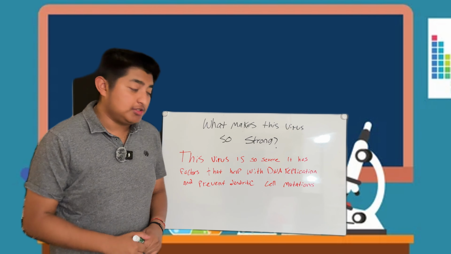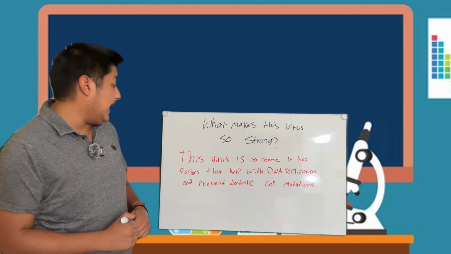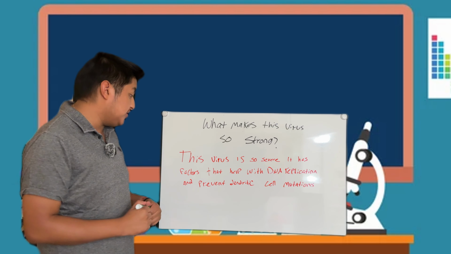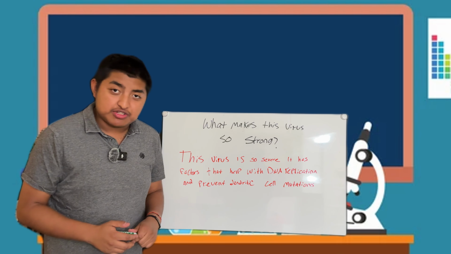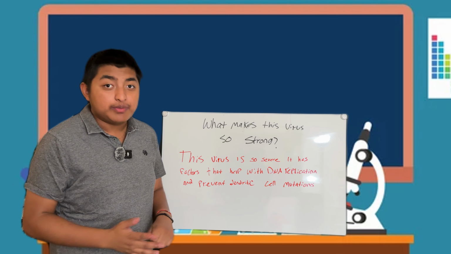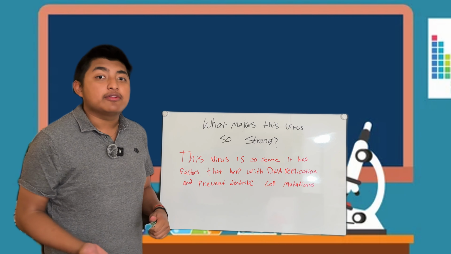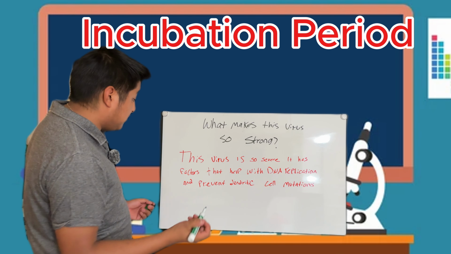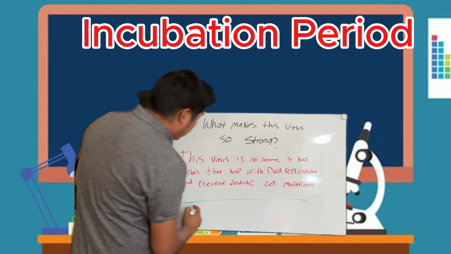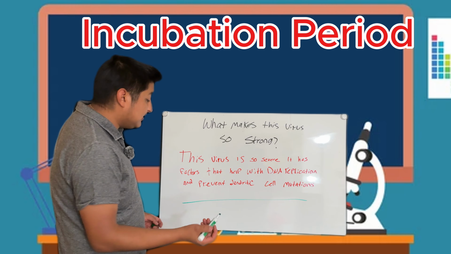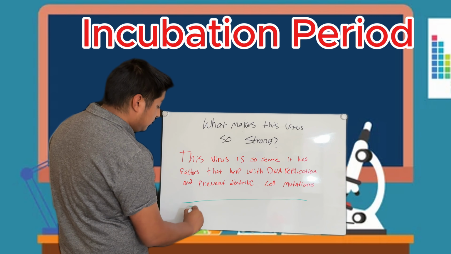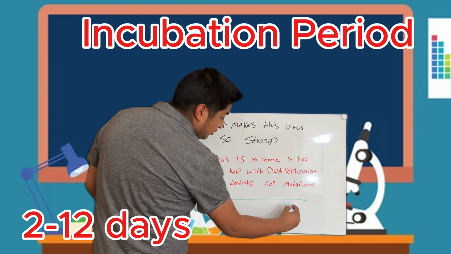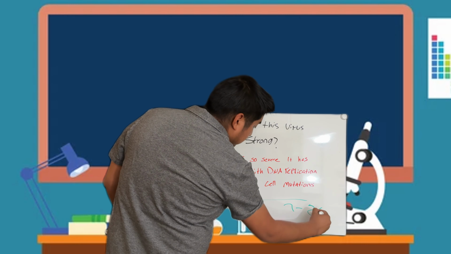What makes this virus so strong? This virus is so severe and has factors that help with DNA replication and prevent dendritic cell mutation. In short, once you have it in your system, you can't get rid of it. So now we're going to talk about the incubation period. It takes 2 to 12 days, up to 2 to 26 days, to start feeling the symptoms.